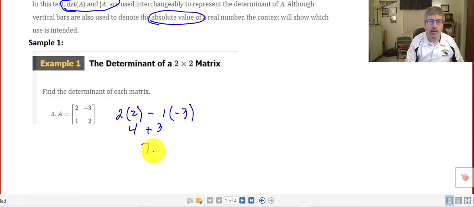So here's an example of calculating the determinant of a 2x2 matrix. It is simply 2 times 2 minus 1 times -3. So 4 plus 3 is 7, and we have calculated the determinant of that matrix.